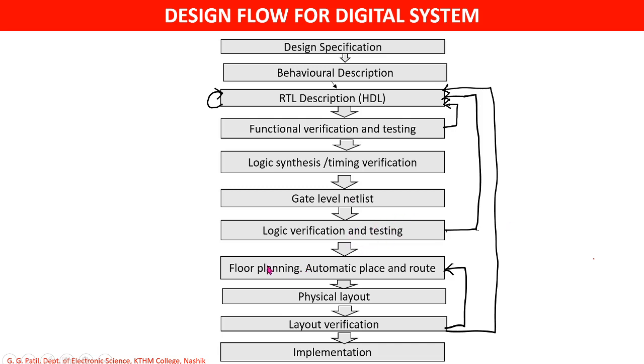When it is correct, the floor planning and automatic place and route step is to be followed. Then the physical layout of the system is prepared and layout verification is done. If it has some minor error, we can make changes at the floor planning and automatic place and route level, prepare the physical layout again and do the layout verification. If the error is major, we can go back to the RTL description block, make the changes in the RTL description again and follow the same steps until layout verification is correct.